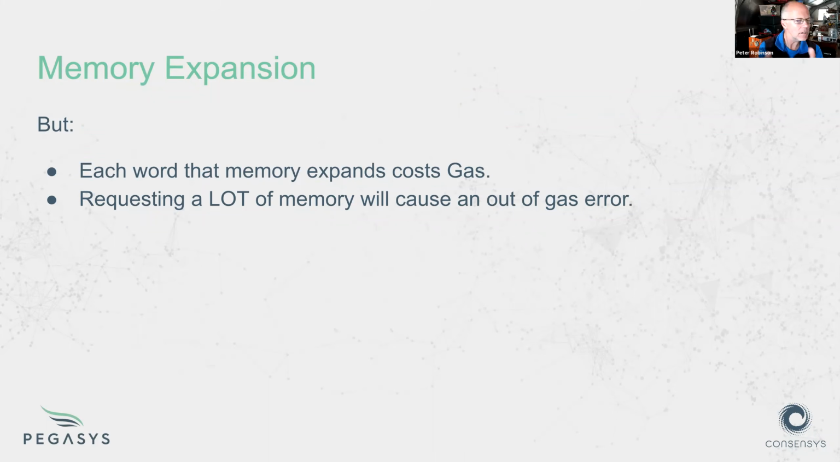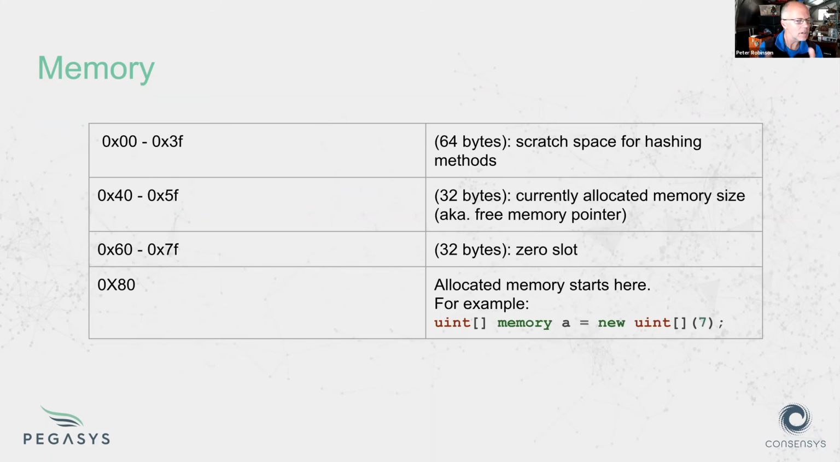So the layout of memory is, the first 40 hex bytes are a scratch pad, and they're used for hashing methods, for example when working out the locations where variables should be stored in storage for mappings and arrays. The next location is the free memory pointer. Then you've got 0, and then the location where your actual memory starts. So if you create a uint array in memory, it'll be stored starting there, for instance.